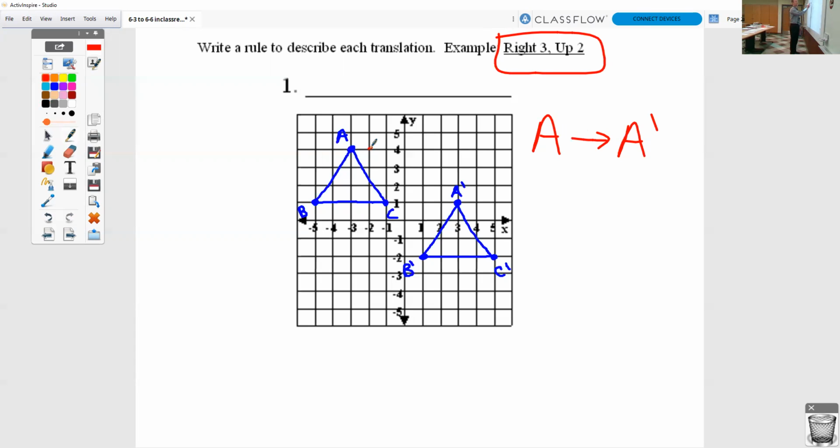So we need to count 1, 2, 3, 4, 5, 6 places to the right. So we're going right 6. That gets us to here, and then we're going down 1, 2, 3. So right 6, down 3 would be our rule. If you said it the opposite way and you said down 3, right 6, that's fine as well.